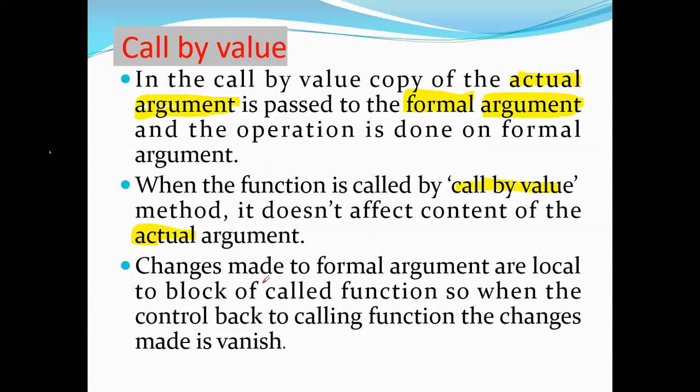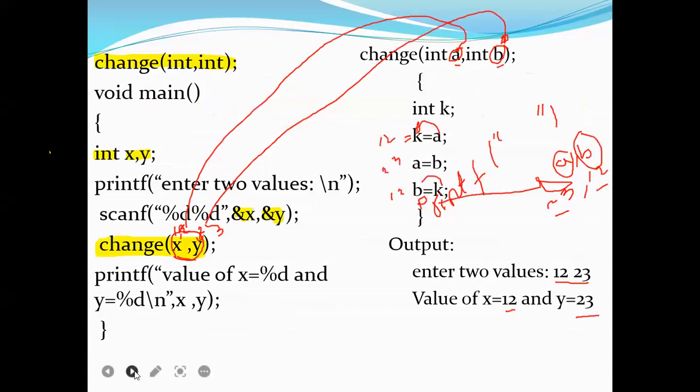Changes are made to the formal arguments. The changes made to the formal arguments are local to the block of the called function, that is the subfunction, the subroutine. So when the control goes back to the calling function, that is the main function, the changes made have vanished. Okay, that is about call by value.